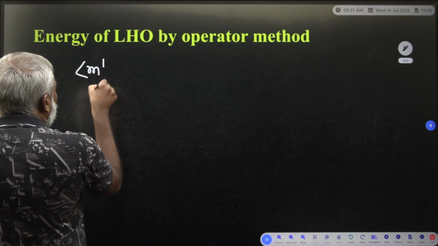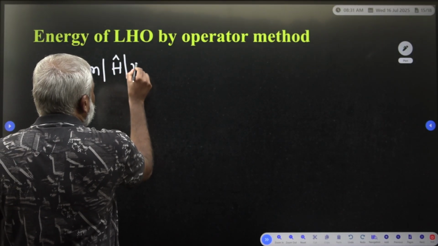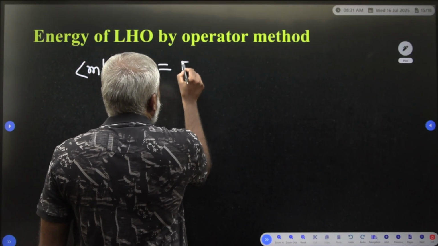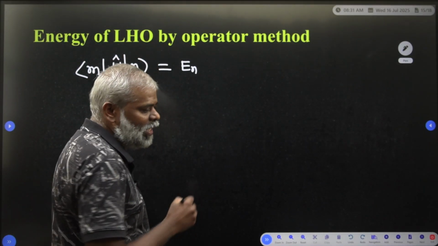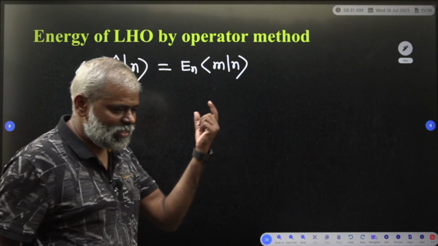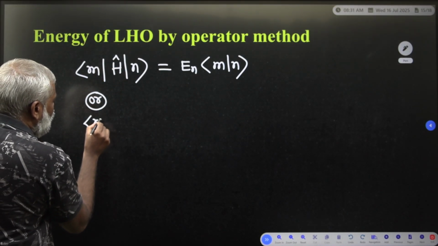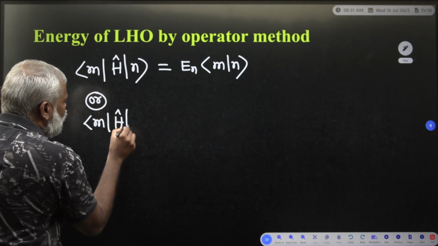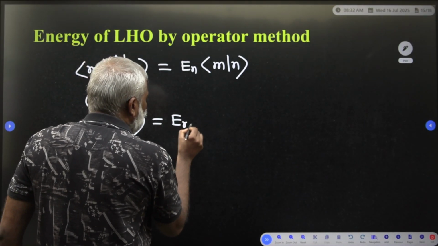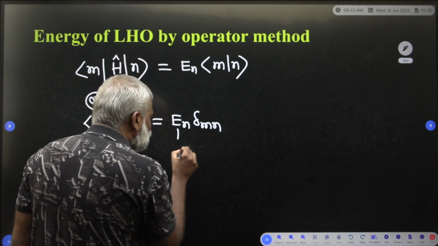Bra m, H, that is the Hamiltonian operator, operates on the ket. What is going to happen? This is the energy value you are going to get, En, and bra m ket you are going to get, that is the inner product. Another representation you also have to take: bra m, the Hamiltonian operator H, ket n, is equal to En into Kronecker delta mn. We have to write it as this En. What is your En?